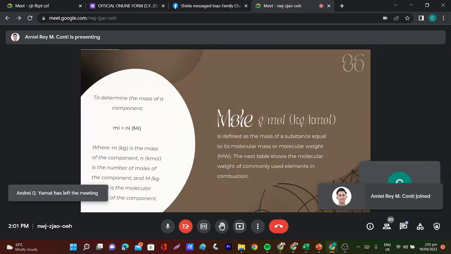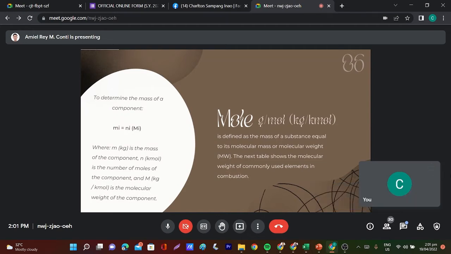Mole is defined as the mass of a substance equal to its molecular mass or molecular weight. So, to determine the mass of a component, mass is equivalent to the number of moles multiplied with the molecular weight, where M in kg is the mass of the component, N in kmol is the number of moles of the component, and M in kg/kmol is the molecular weight of the component.